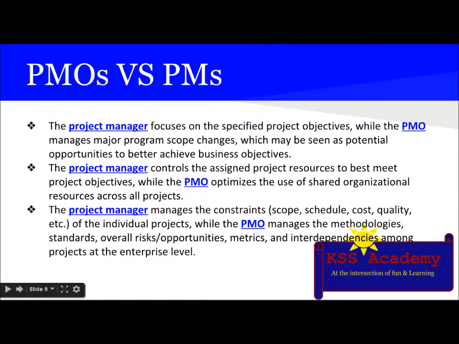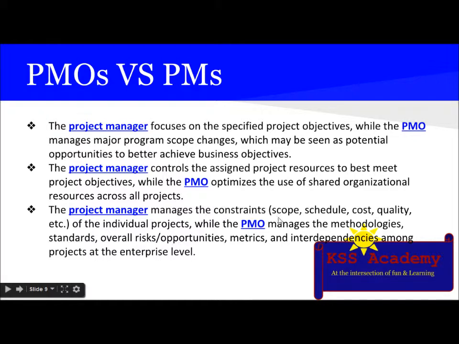Let's see the difference between PMOs and PMs. Difference between project management offices versus project managers. The project manager focuses on specified project objectives, while PMO manages major program scope changes, which may be seen as potential opportunities to better achieve business objectives. So PMO's main focus is on business objectives, and project managers' main focus is on the specified project objectives. The project manager controls the assigned project resources to best meet project objectives, while PMO optimizes the use of shared organizational resources across all projects.